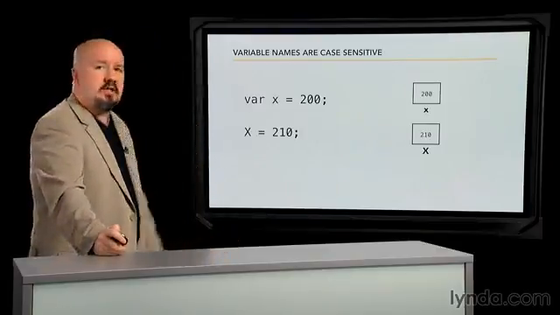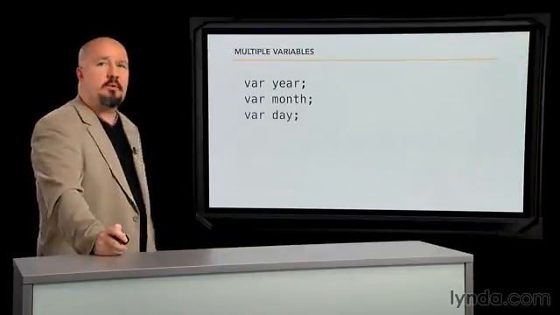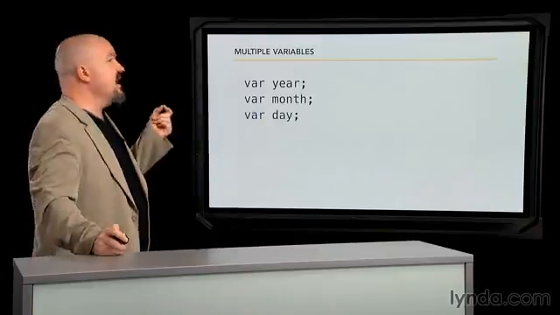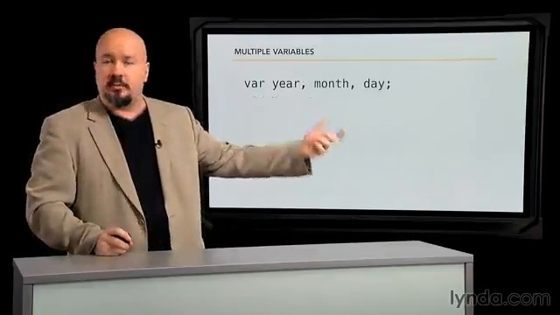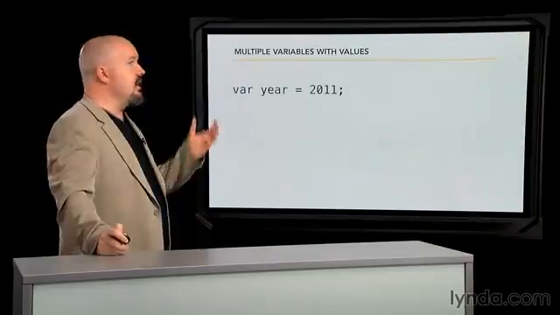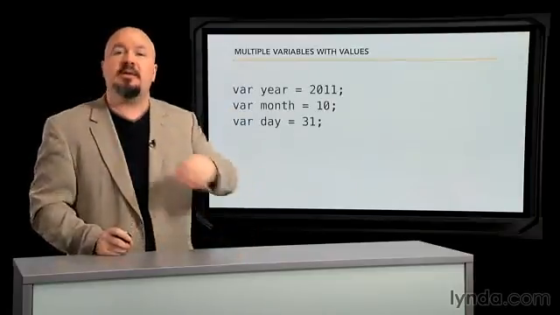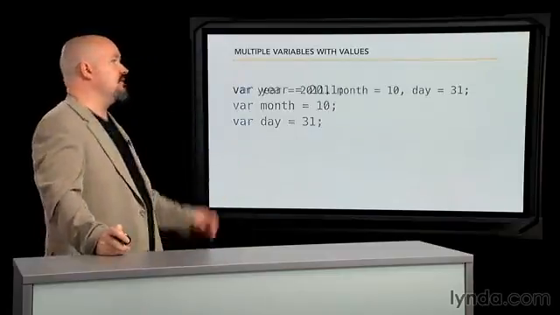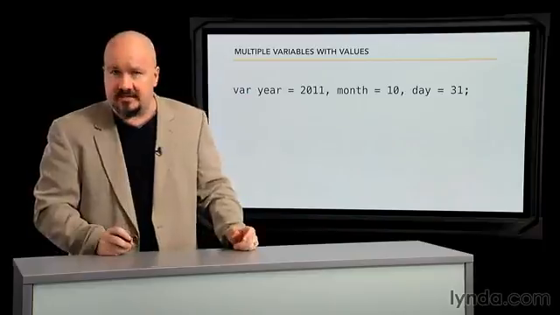Now, if you're creating multiple variables at the same time, you can, of course, do them on multiple lines like this, but you can actually combine them onto one line, separating the variable names with commas. It's just a shorthand way of doing this. And similar to that, if you're creating multiple variables and giving them all initial values, you can still combine them onto one line. Just makes it a little easier to read, a little shorter to write.